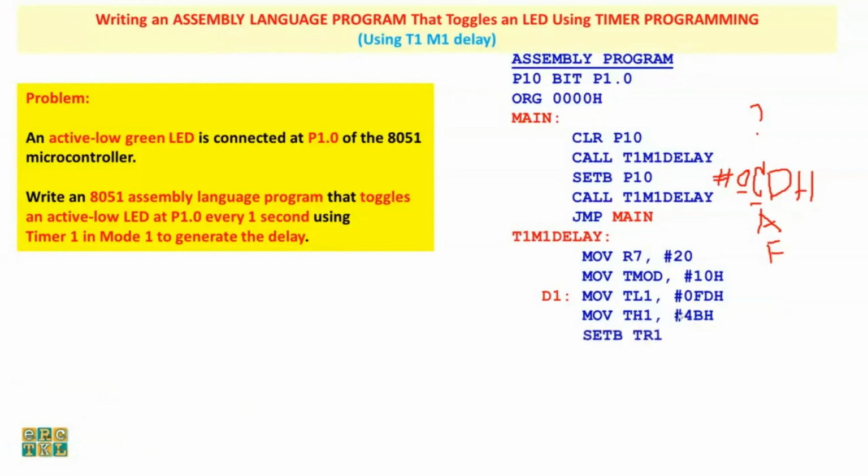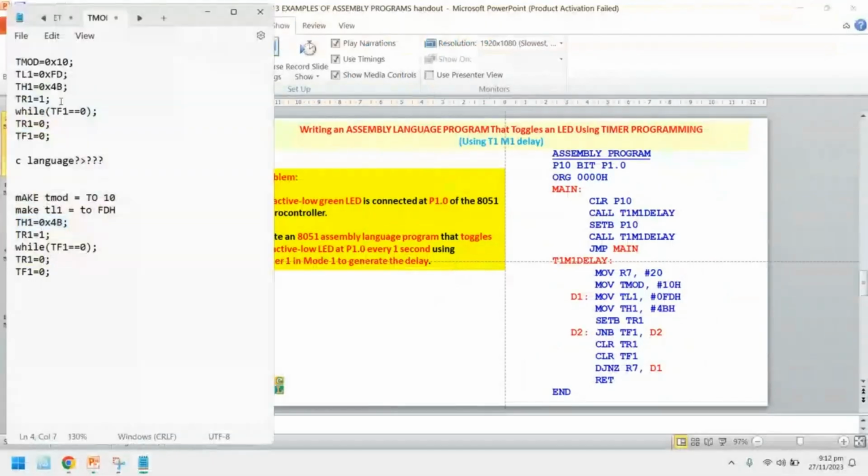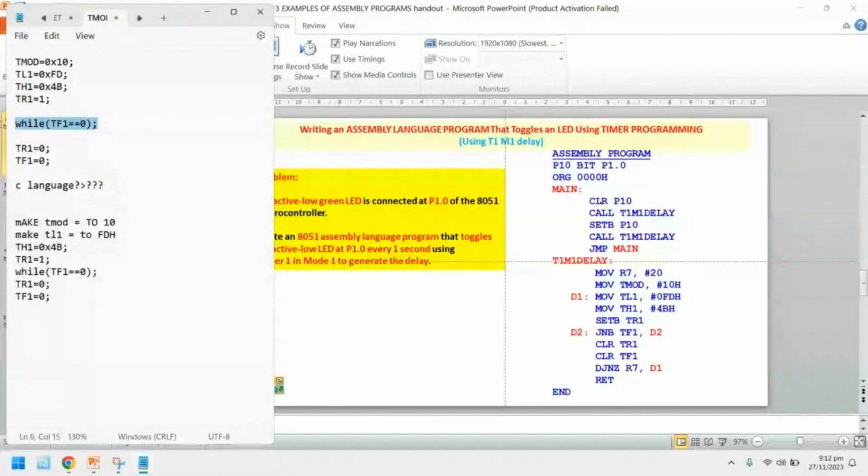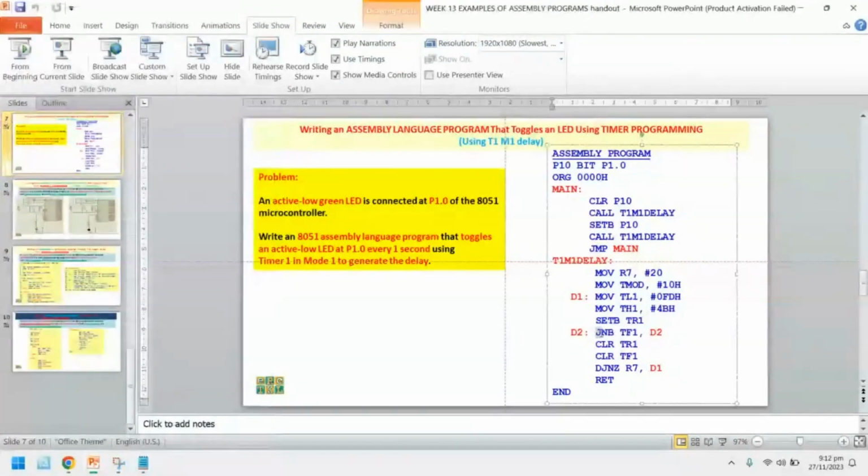Okay, enter. You have the setb TR1, JNB TF1, D2. So this is new, this one. But what this will do, you remember this one. I'll show you. You remember while TF1 equals 0. You see this? That's the meaning of JNB TF1, D2, because it will just go back to D2 while the TF1 is still equal to 0. But if it is no longer equal to 0, maybe it's equal to 1, it goes to the next line, which is clear TR1, clear TF1.